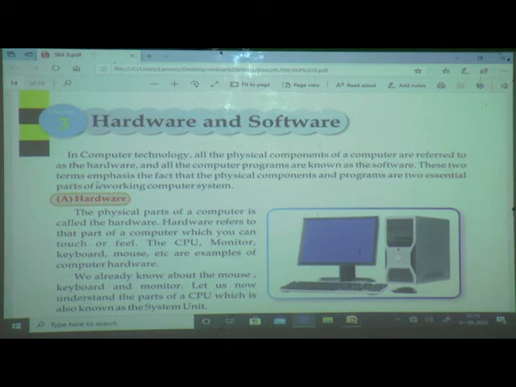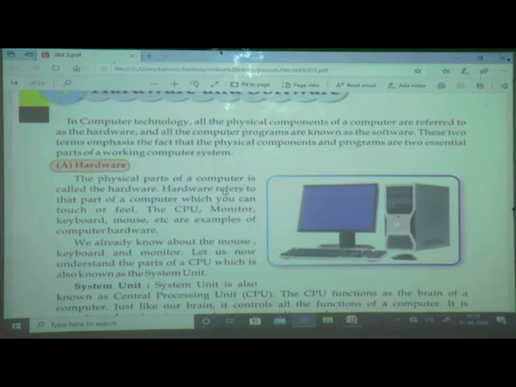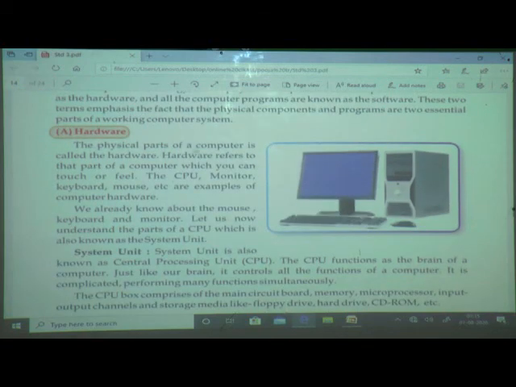These two terms emphasize the fact that the physical components and the programs are two essential parts of a working computer system. Physical means what? The device which we can see is called physical. The physical parts of the computer are called hardware. The devices we can see, feel and touch are called hardware.